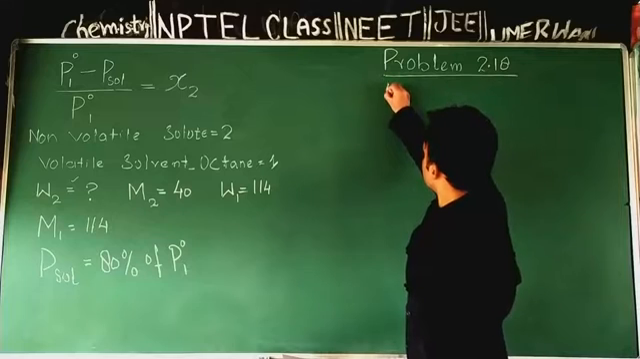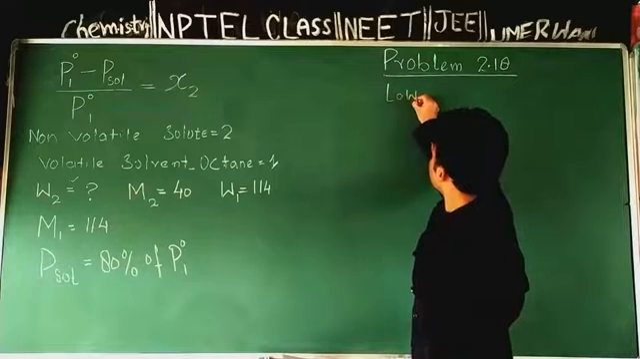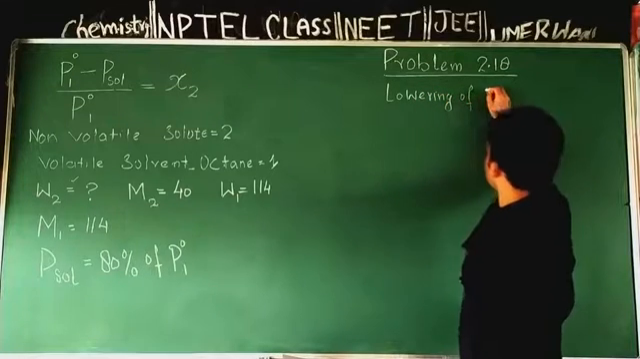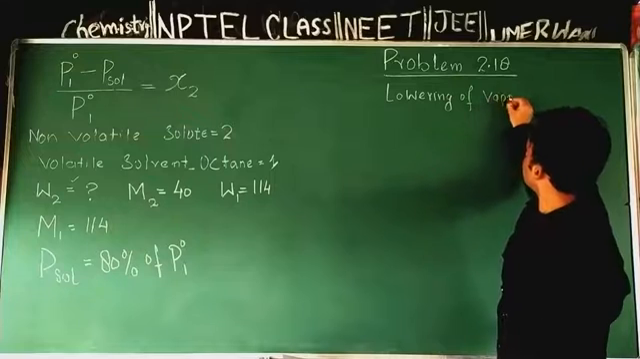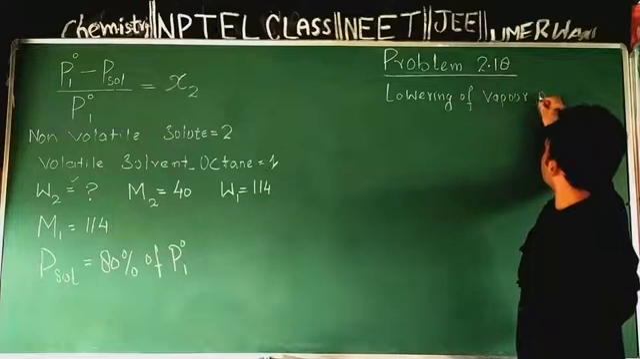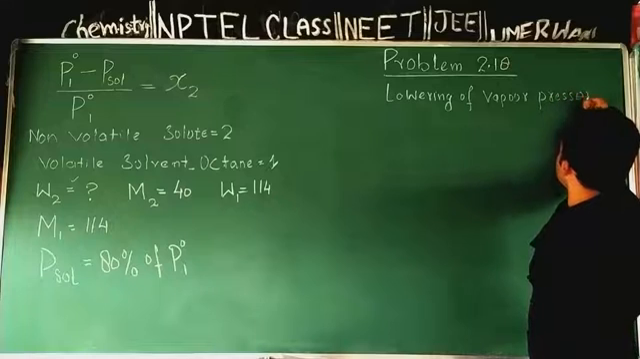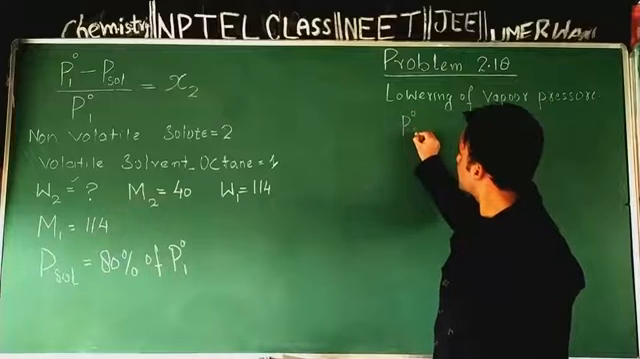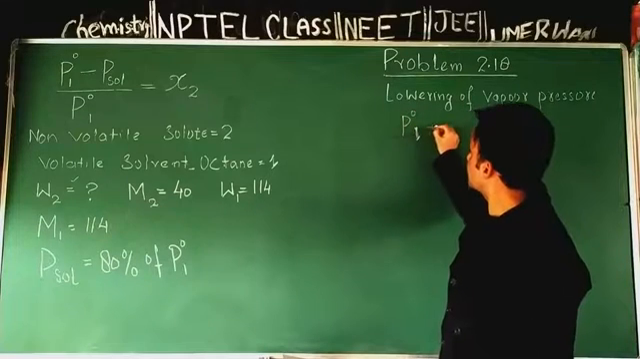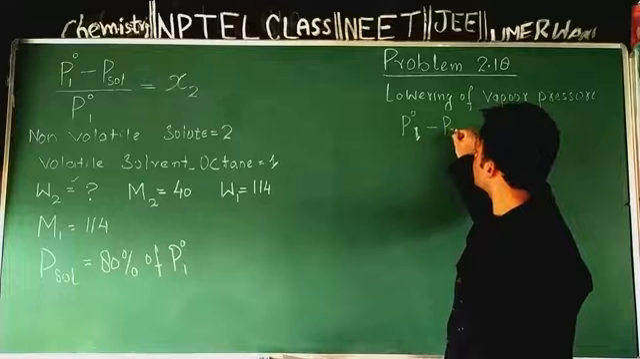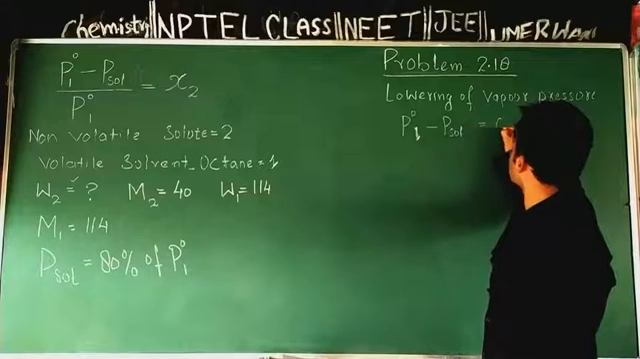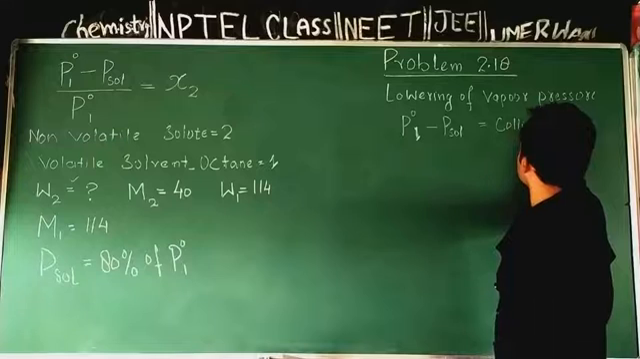Now, lowering of vapor pressure. Lowering of vapor pressure is represented by P01 minus P solution. It is equal to the difference between vapor pressure of pure solvent and solution. It is a colligative property.